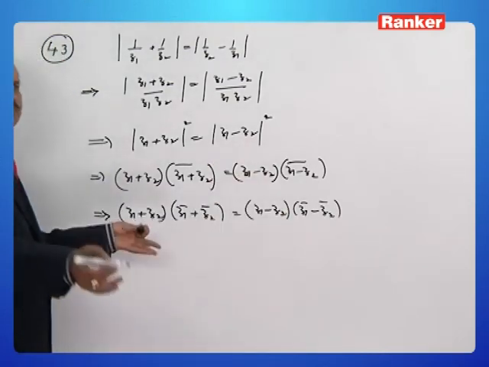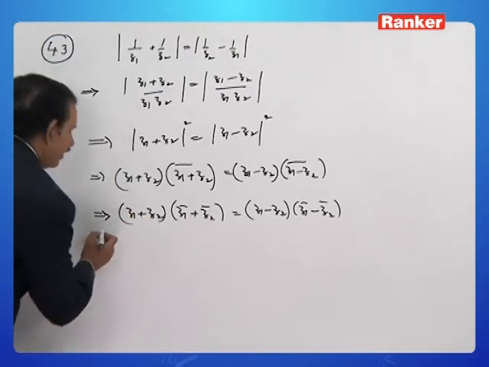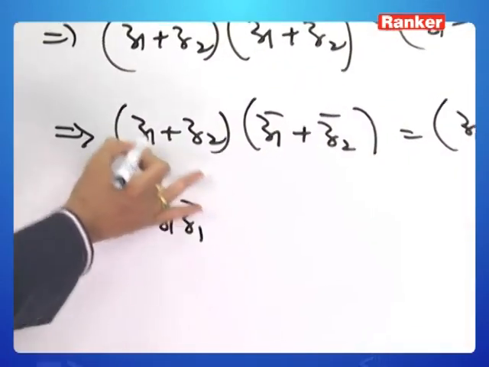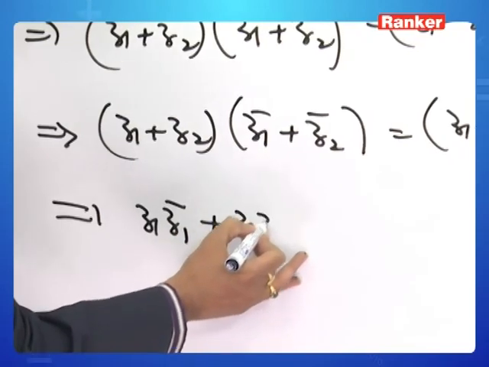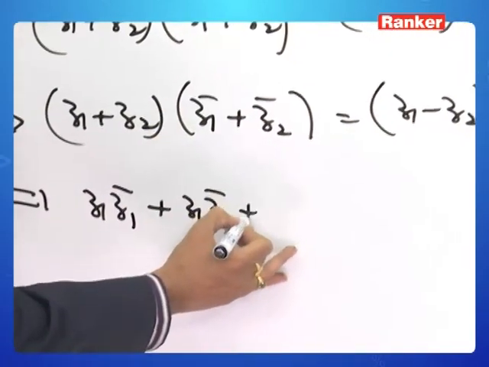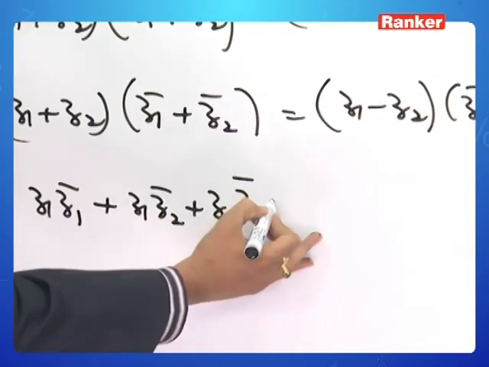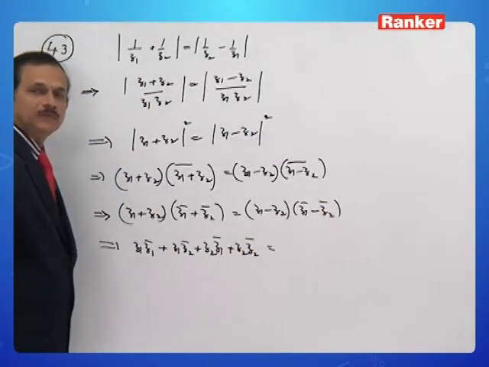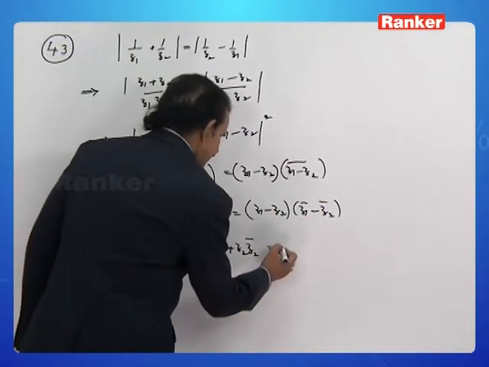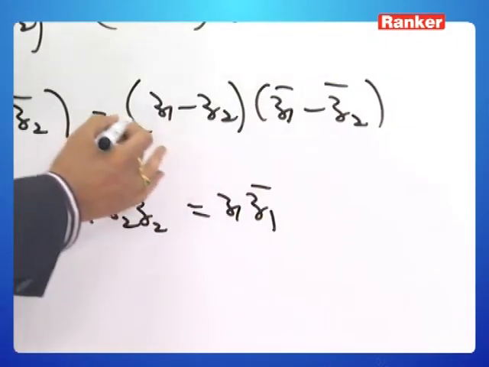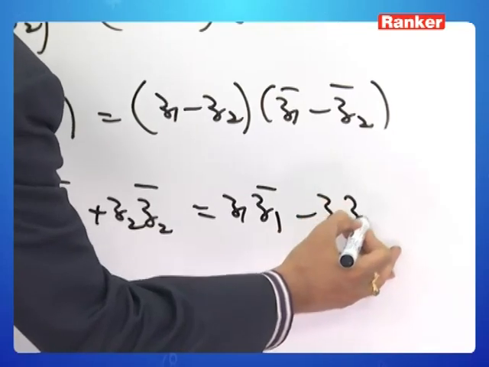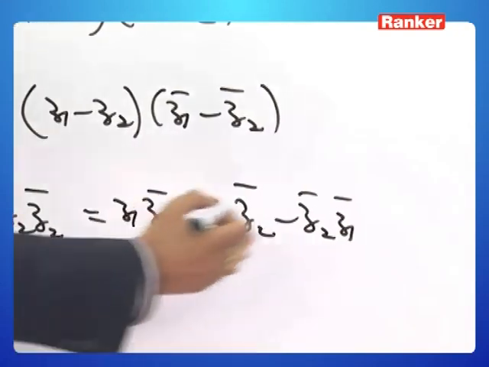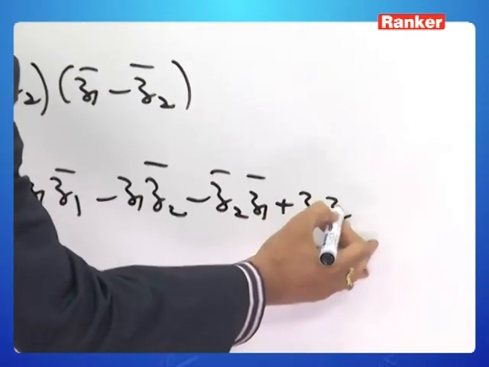Let us now multiply them, just a blunt multiplication. Let us see what is going to happen. Z1 into Z1 bar, Z1 into Z2 bar, Z2 into Z1 bar, Z2 Z2 bar. What happens on the left or right hand side? Z1 Z1 bar minus Z1 Z2 bar minus Z2 Z1 bar plus Z2 Z2 bar.